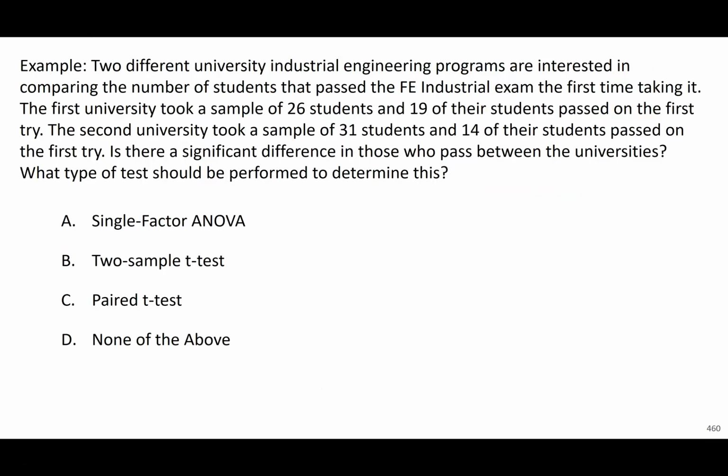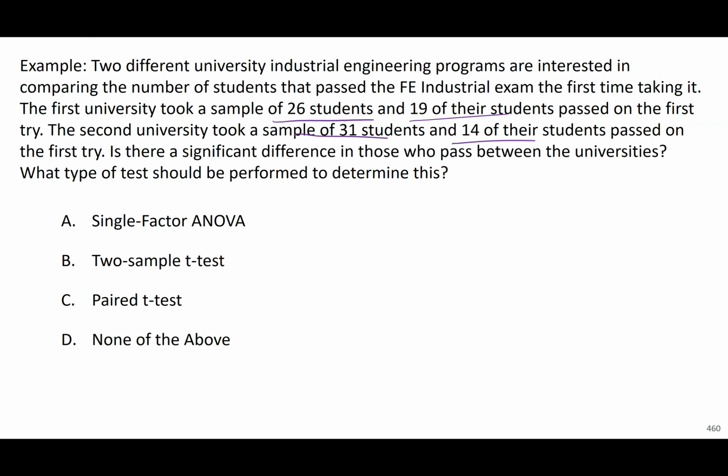So then another example here, we have two different university industrial engineering programs, two programs at two different universities. They want to compare the proportion of students that pass the FE exam the first time they take it. University 1's program has this many students take it, and this proportion of them pass the first time. University 2 has this many students, and this many pass the first time. So University 1, 26 students take it, 19 pass on the first try. University 2, 31 students take it, 14 of them pass on their first try.